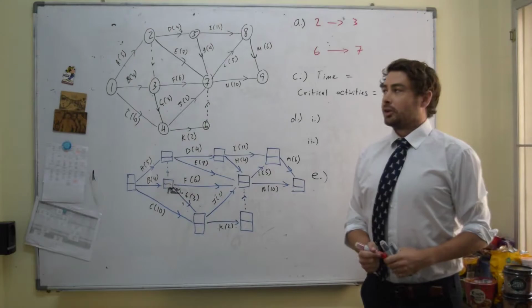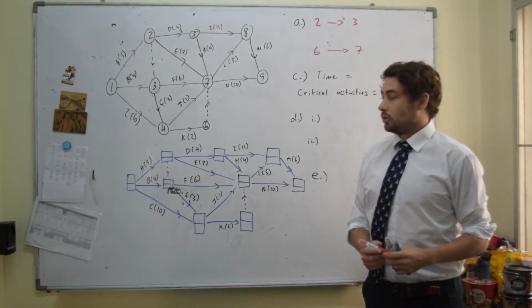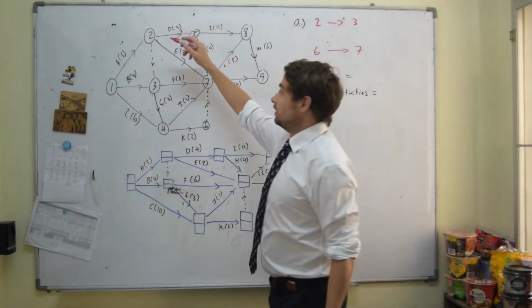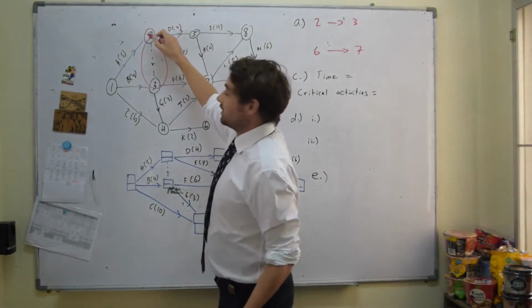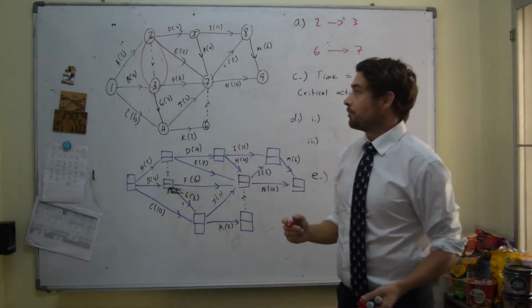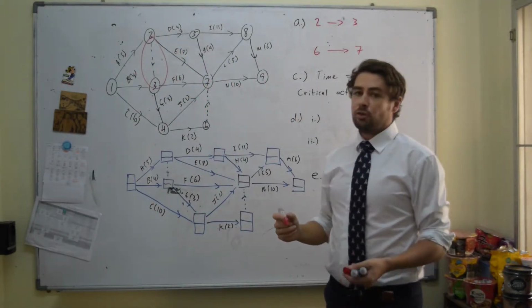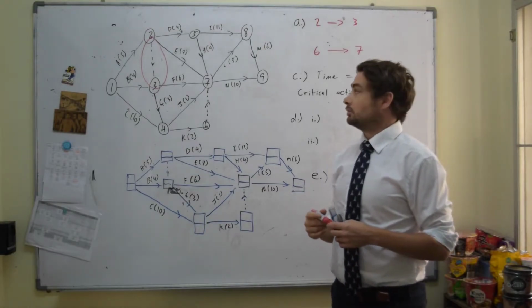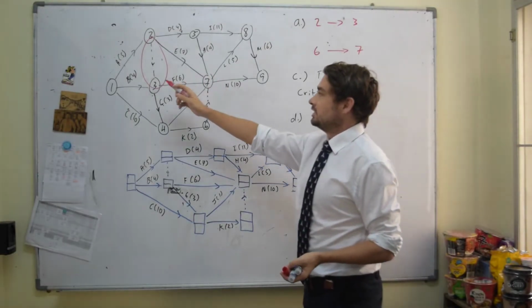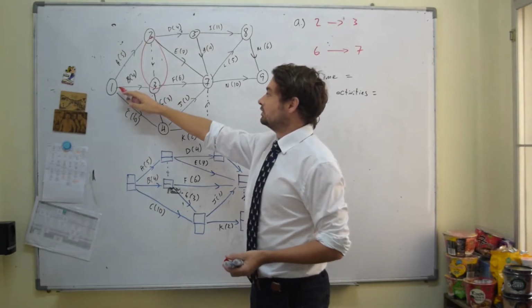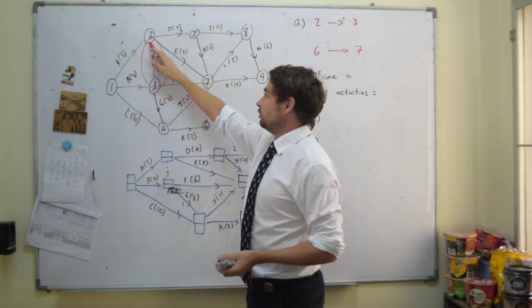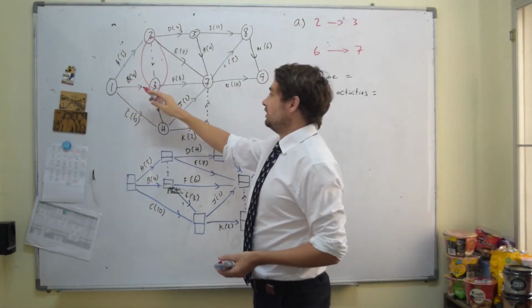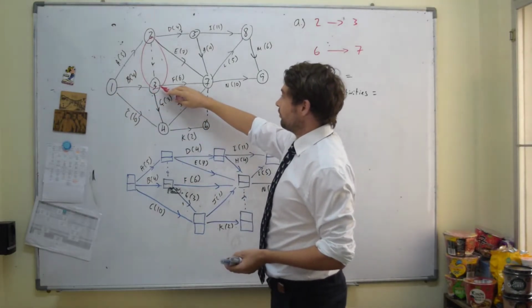So let's start by looking at events 2 to 3. Here we can see there is this dummy activity. So we want to know why did we need a dummy activity here. Well, we can see that from event 1 we follow A up to event 2 and B to event 3.